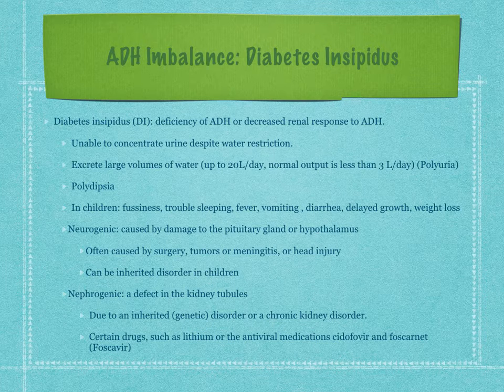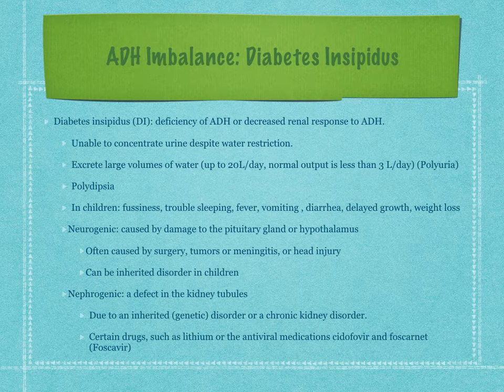So that's one odd form, but we're going to deal primarily with the main form of diabetes insipidus, which is a deficiency of ADH or a decreased renal response to ADH. With that happening, the body is unable to concentrate urine despite water restriction. They excrete large volumes of water, up to 20 liters per day. Normal output is less than 3 liters per day. And we call this polyuria. Because of that polyuria, they have polydipsia, so they want to drink all the time, which is kind of good because they aren't concentrating their urine.